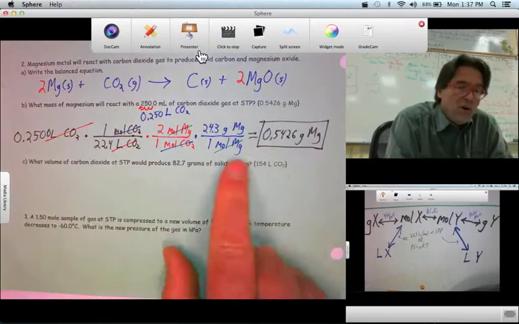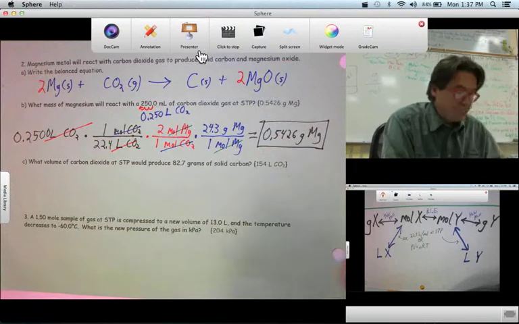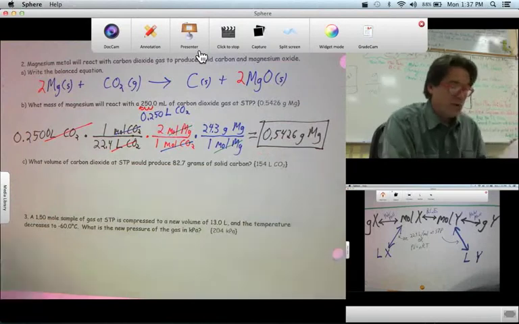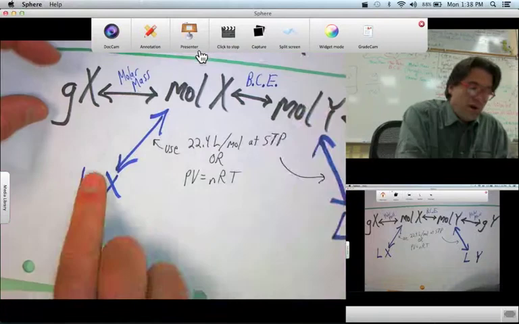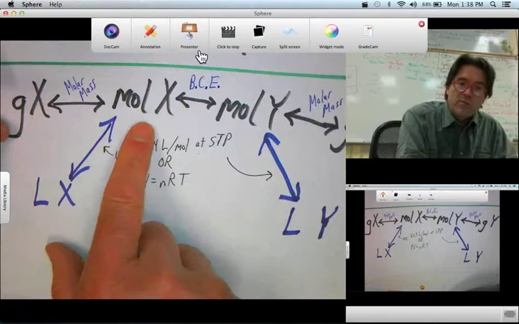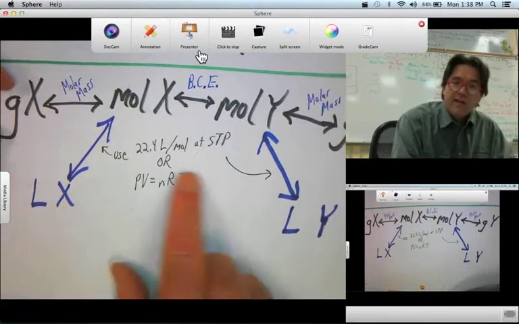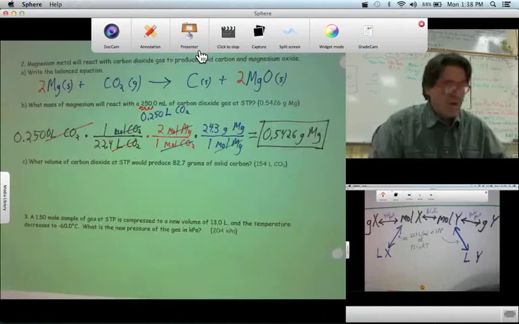So, remember that all roads lead through moles, and we can go from grams to moles, or at STP from liters directly to moles.